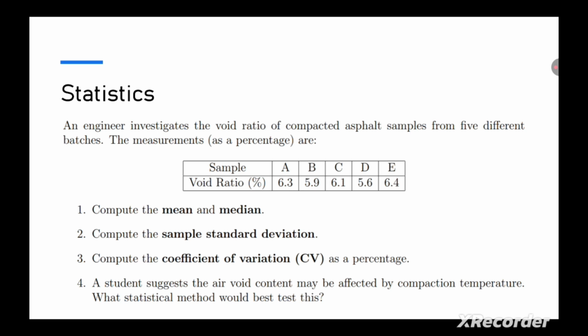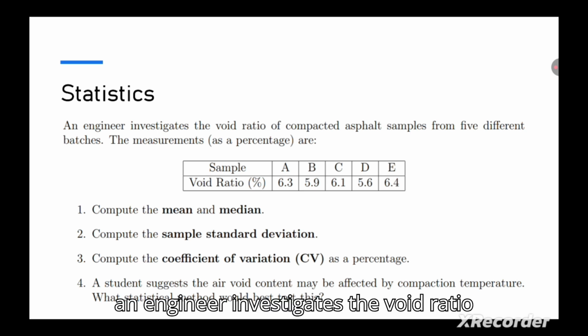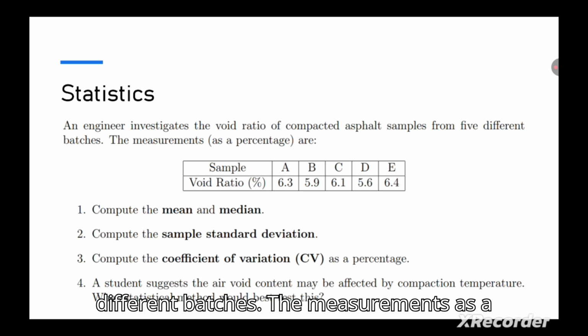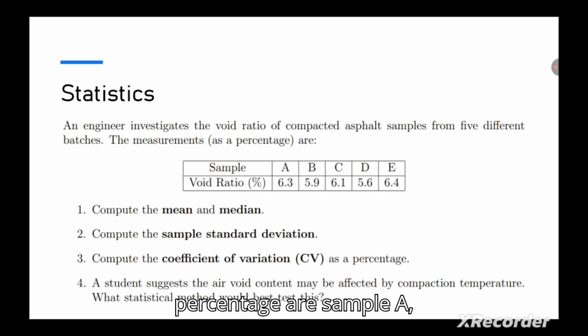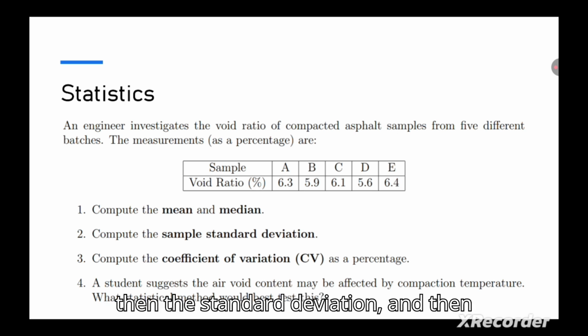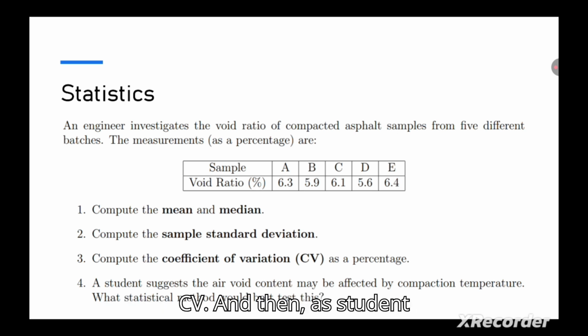So, an engineer investigates the void ratio of compacted asphalt samples from 5 different batches. The measurements as a percentage are sample A 6.3, sample B 5.9, sample C 6.1, sample D 5.6, and E 6.4. So we need to calculate the mean and the median, and then the standard deviation, and then CV.